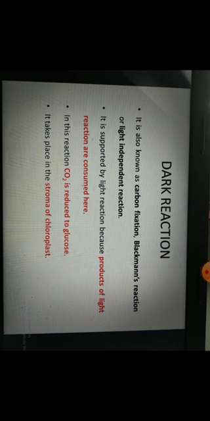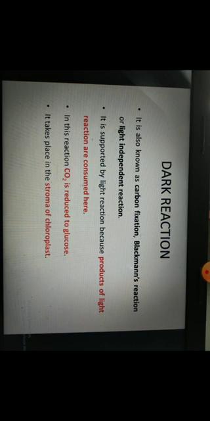The products like ATP and NADPH2 are used here in this dark reaction for the reduction of carbon dioxide into glucose molecule. So the actual motive for this dark reaction is the synthesis of glucose. This dark reaction is also known as carbon fixation or Blackman's reaction or light independent reaction.